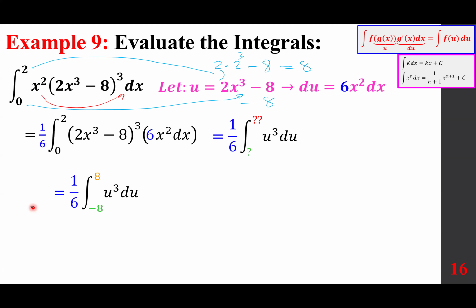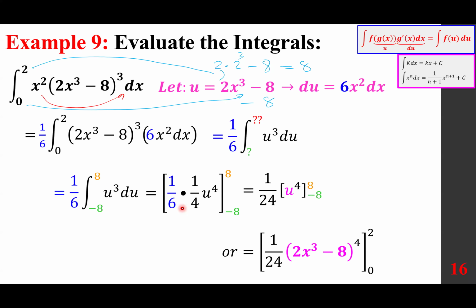Now, using the power rule, this gives us 1/4 u to the power of 4, and with the 1/6, 1/24 u to the power of 4 from -8 to 8. Now, I can go back to the original and say 1/24 times 2x cubed minus 8 quantity to the power of 4 from 0 to 2, or this one. This is a tad easier.